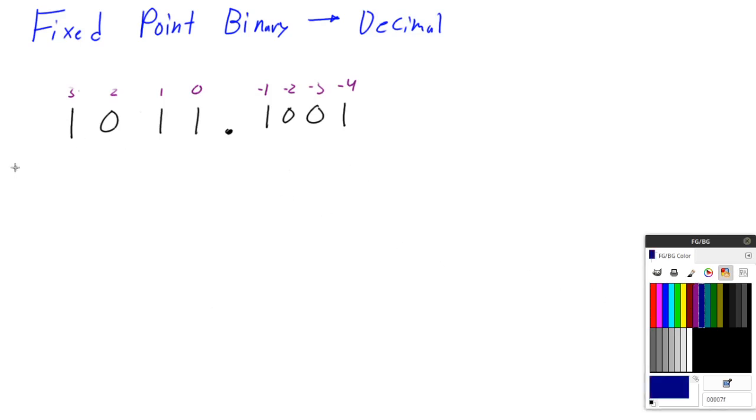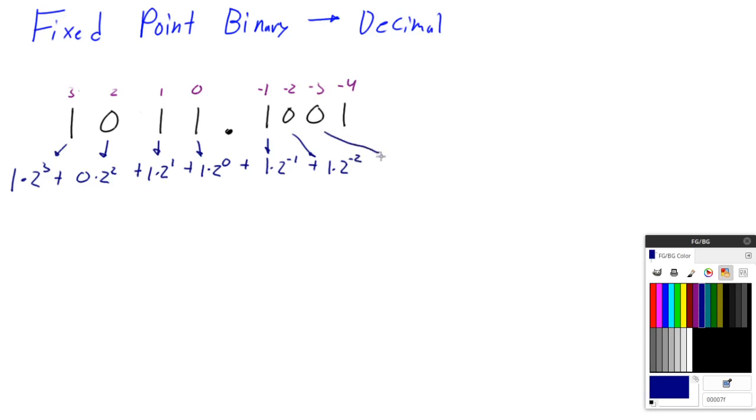Well, our expression breaks up this way now. We've got 1 times 2 to the 3 plus, so here we'll draw some arrows, plus 0 times 2 to the 2 plus 1 times 2 to the 1 plus 1 times 2 to the 0, and then it still just keeps going, same type of form. Now I've got 0 times 2 to the -1 plus 0 times 2 to the -2 plus 0 times 2 to the -3. Sorry, these are zeros, aren't they? Sorry, I was on a little bit of a roll there. Plus 1 times 2 to the -4.